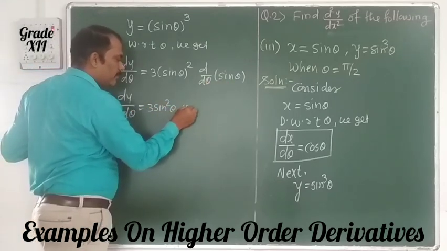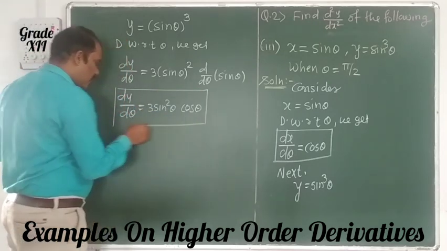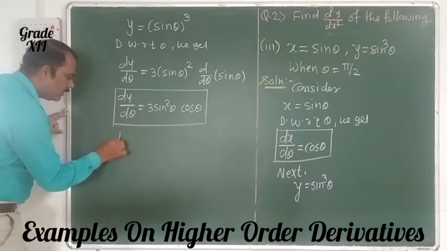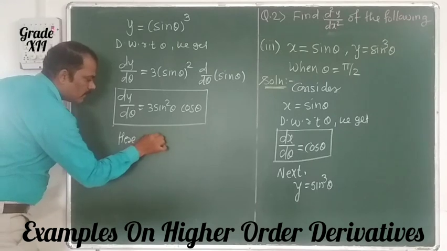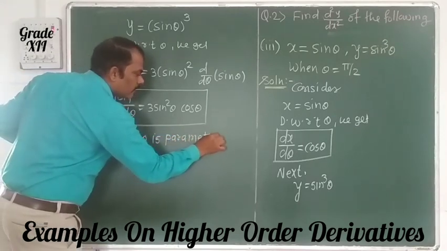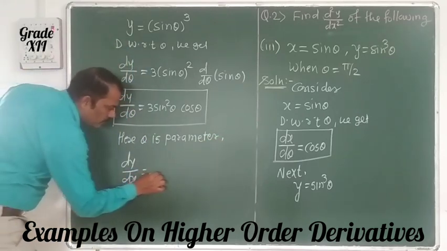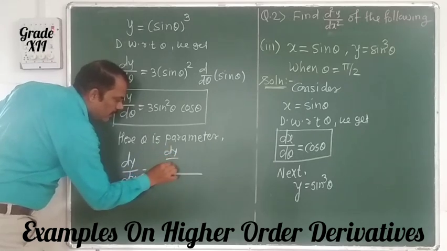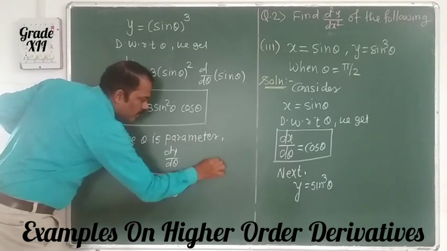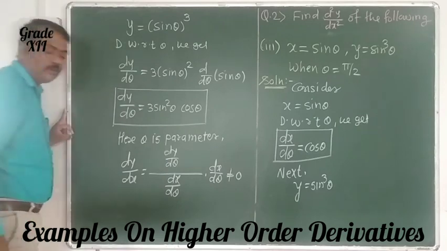Differentiation of sine theta with respect to theta is nothing but cos theta, which is the value of dx by d theta. Here theta is a parameter, so we can write dy by dx is equal to dy by d theta divided by dx by d theta, with dx by d theta not equal to 0.